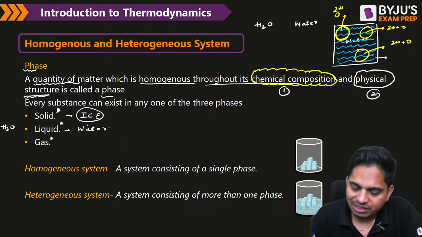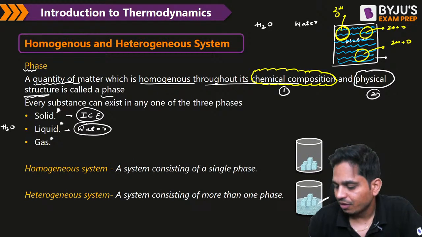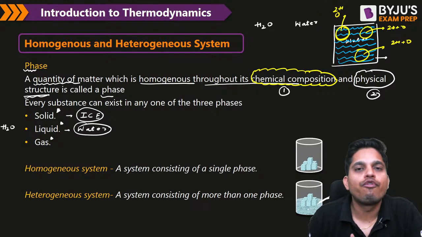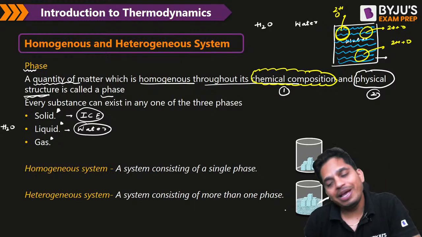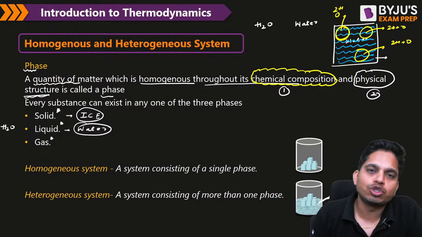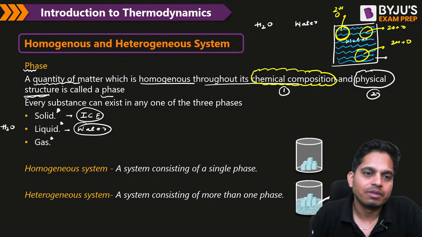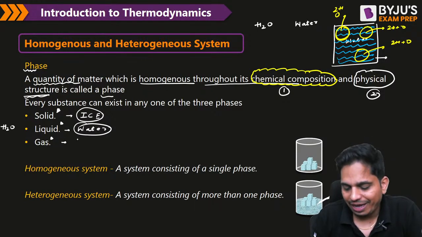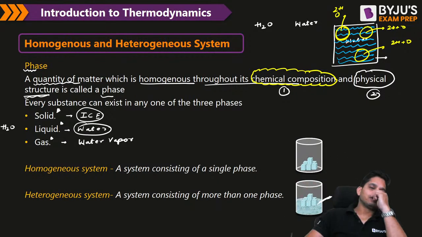This is one phase, and this is one phase. But if ice and water are mixed together, you cannot call it a single phase. It is 2 phases. The chemical composition may remain the same, H2O everywhere, but the bonding between molecules will not be the same everywhere. Similarly, gas is water vapor. So these are all separate phases.